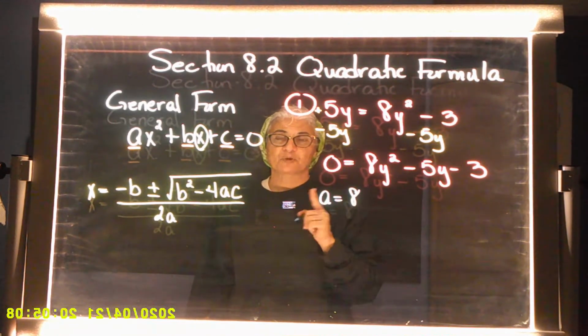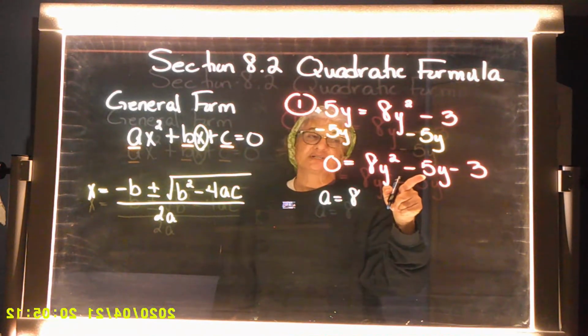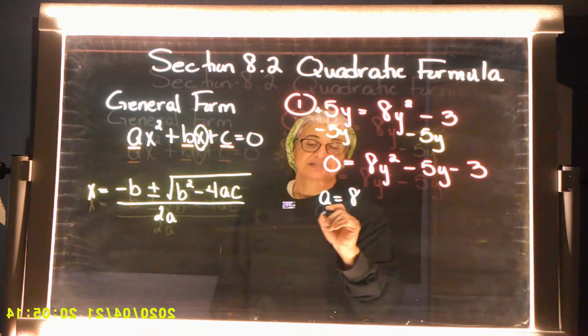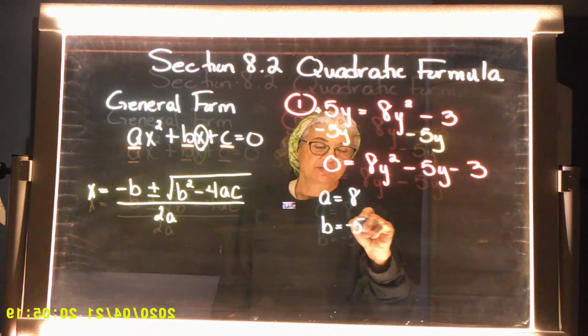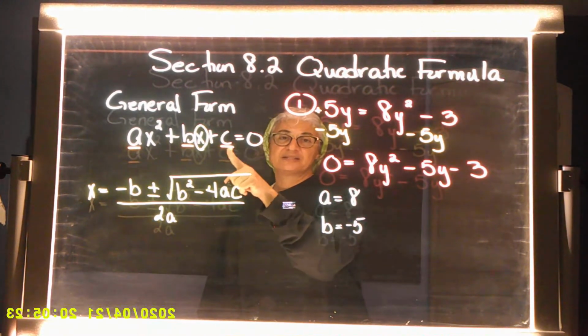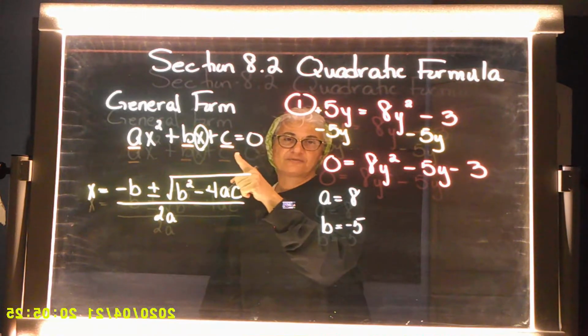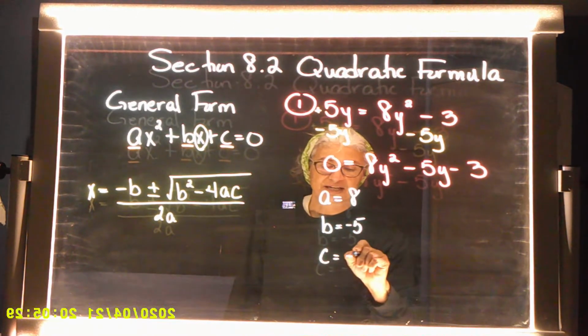With me? Okay. B is the number in front of x. Well, the number in front of my y to the first power is negative 5, so I am going to let b be equal to negative 5. And lastly, c is just the number. It's the constant. It doesn't have the variable with it. So in this case, my c is equal to a negative 3.